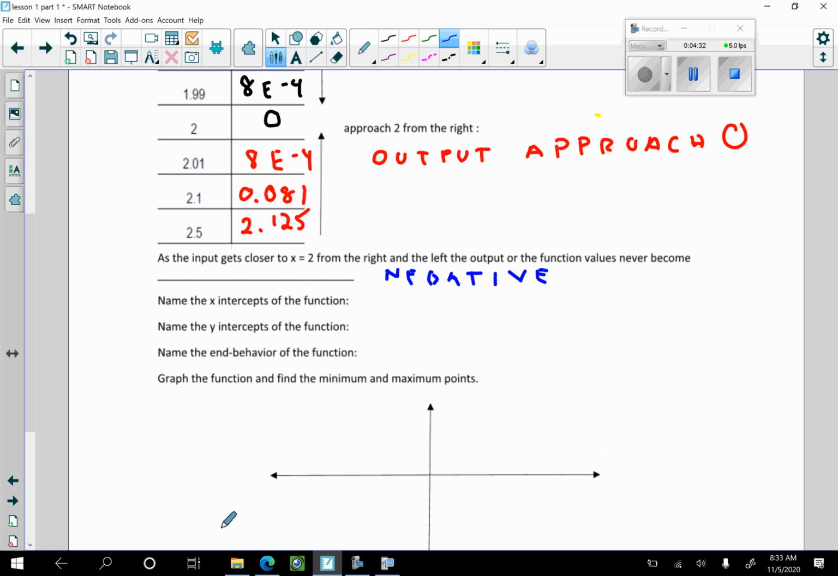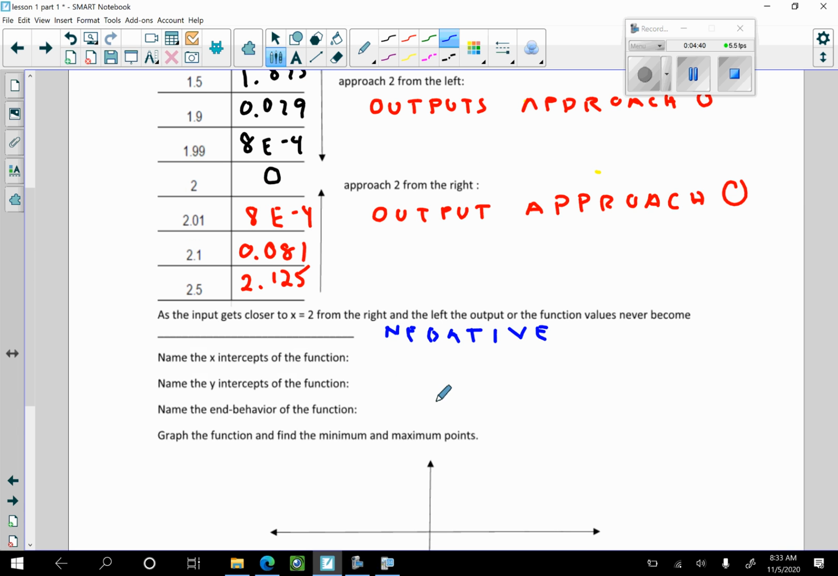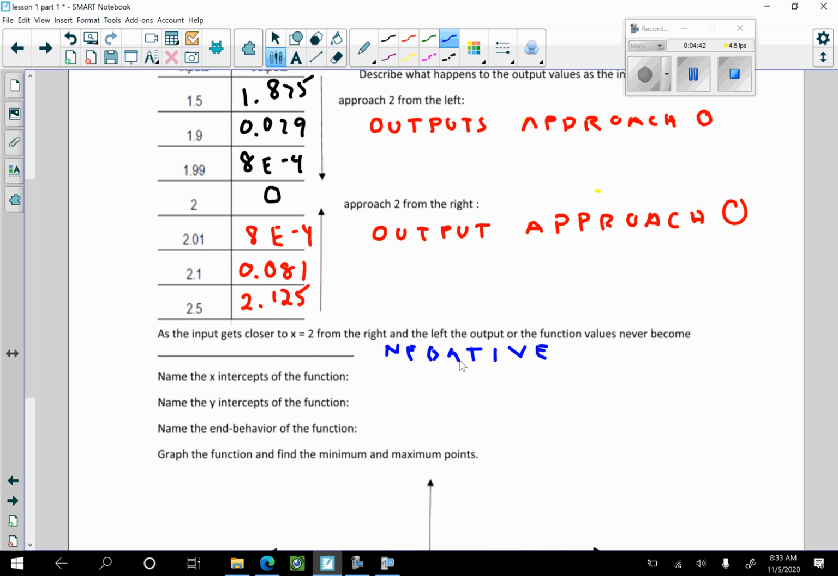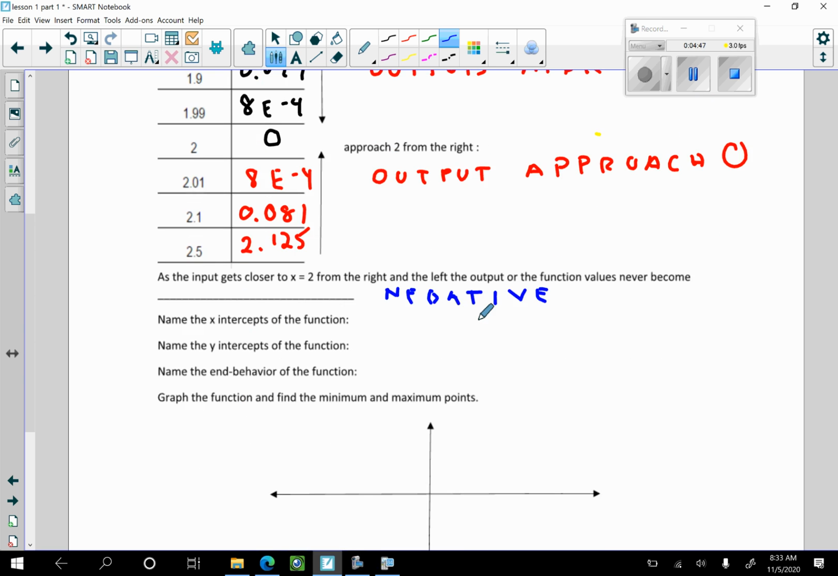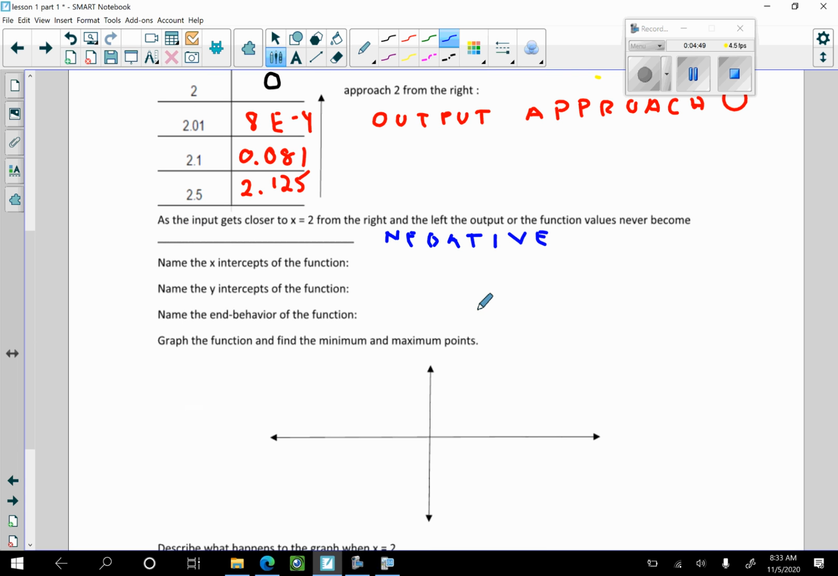Well, we could graph this pretty quick. Hey, what are the x-intercepts of the function? The x-intercepts of this function are negative 6 and 2, correct? So let's plot this. Let's graph this bad boy. Let's go negative 6. Let's go 2. These are the x-intercepts. Negative 6, comma 0, and 2, comma 0.